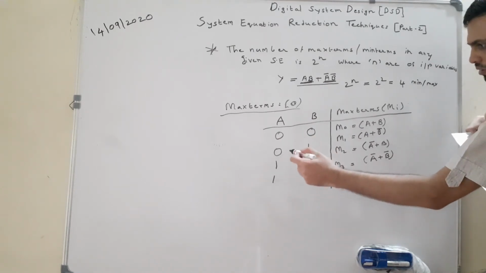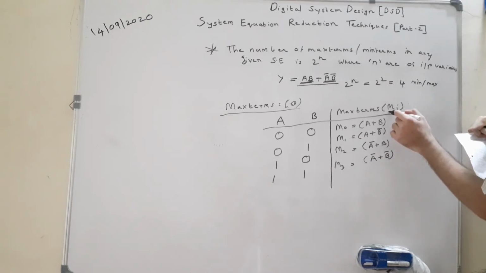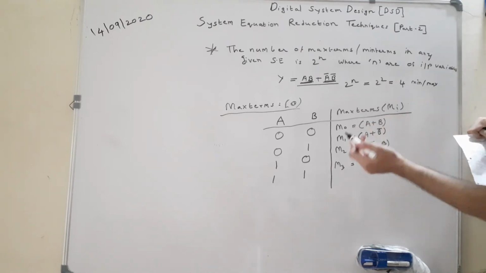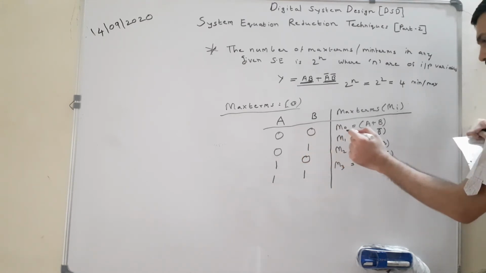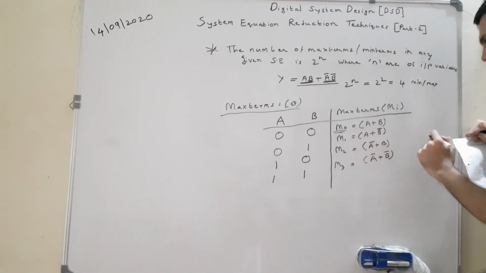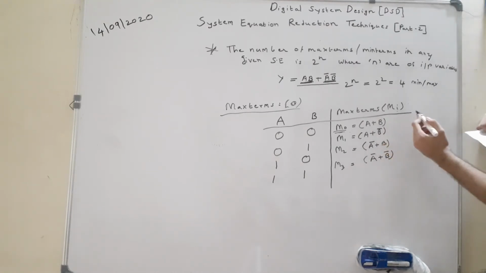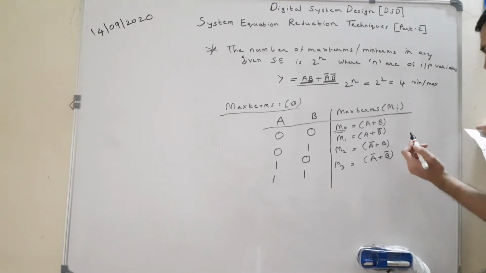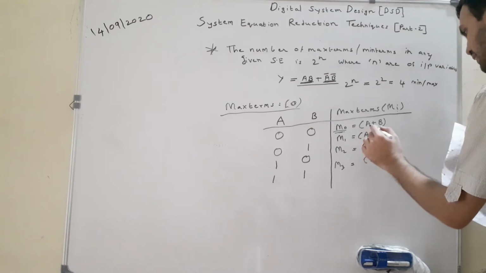That is 0 0, 0 1, 1 0, 1 1. Now we are representing max terms, which is denoted by capital M subscript small i. So here when A is equal to 0 and B is equal to 0, the corresponding max term associated with it is M0, which is represented by A plus B, because as you can see, in max terms we express the terms in product of sums form. So here in this case we had A plus B.